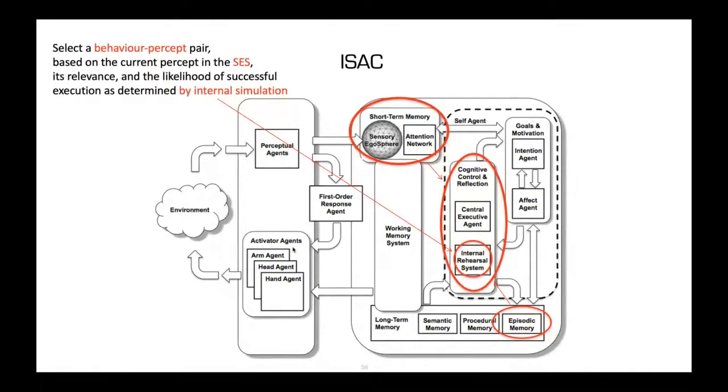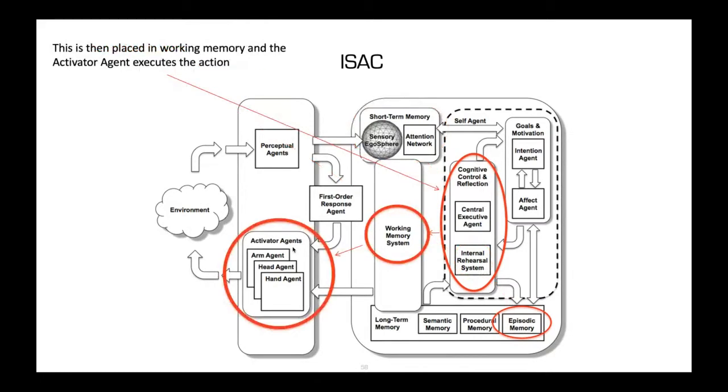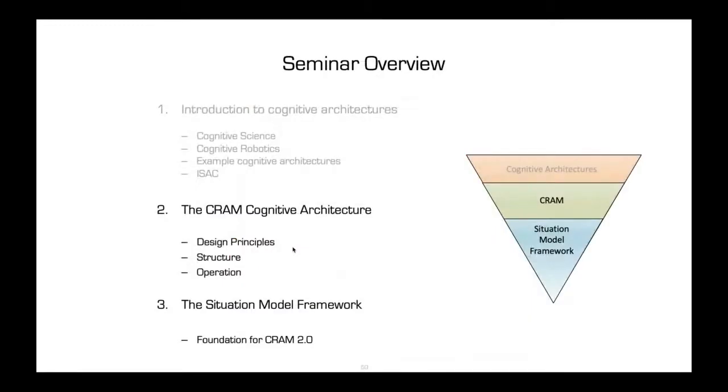And then it transfers that into its internal rehearsal system. It uses that episodic memory to see, well, if I was to do this again in this current context, what would be the outcome, and is that what I want? And if it is, then it selects it, transfers it to working memory, and then on to the activation agents for execution.